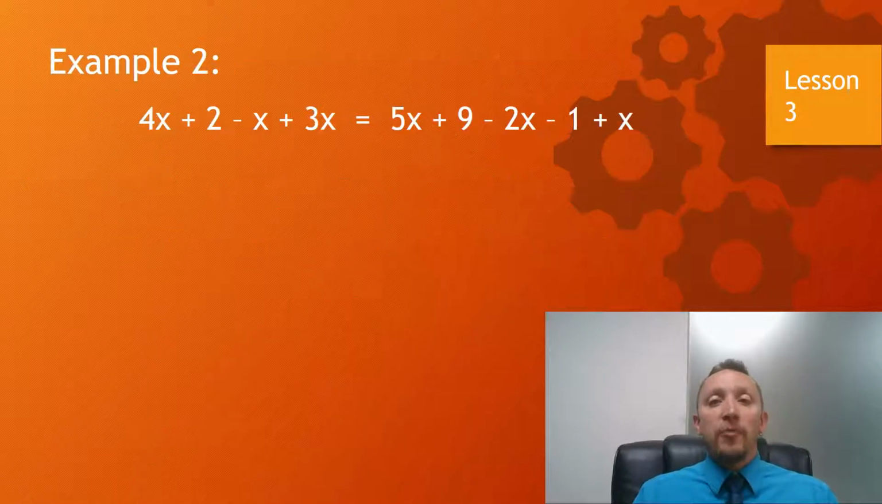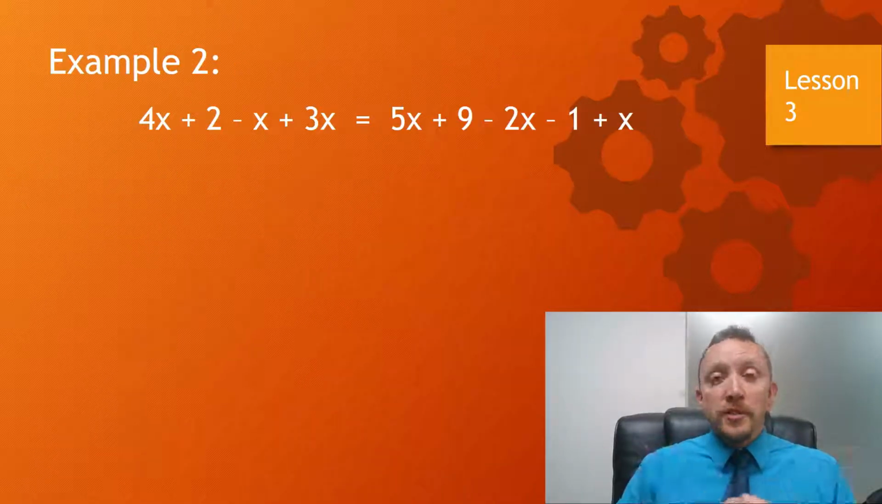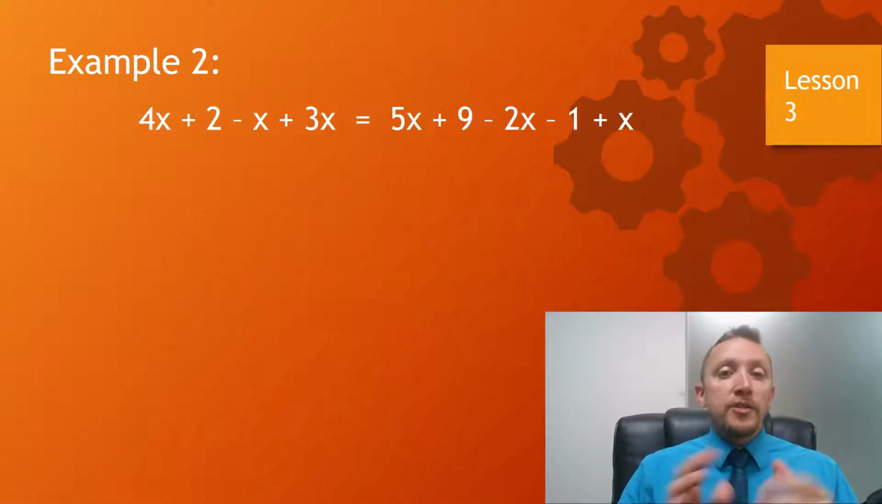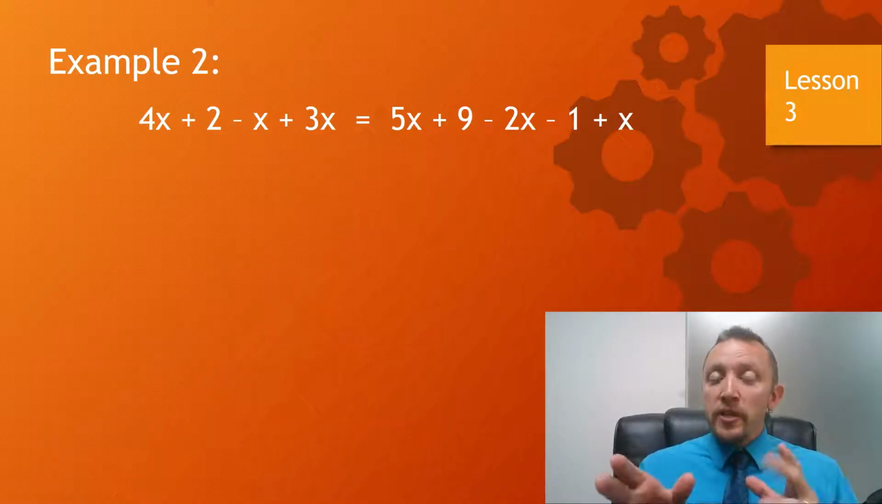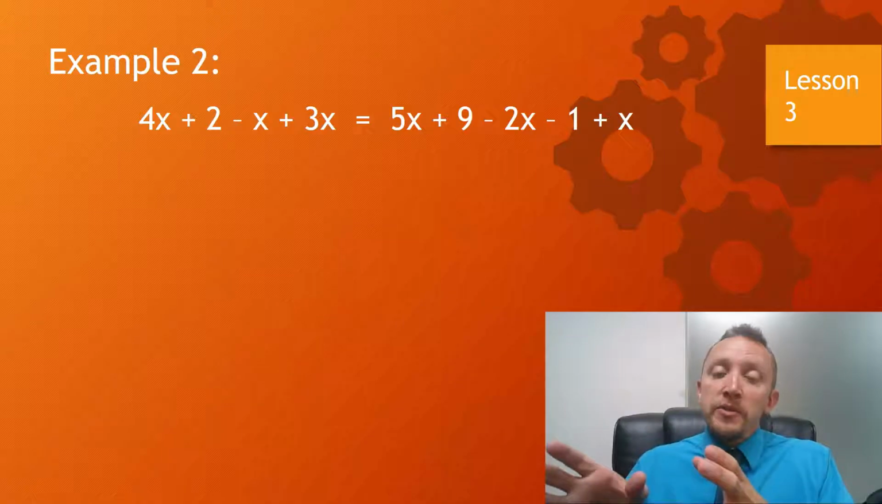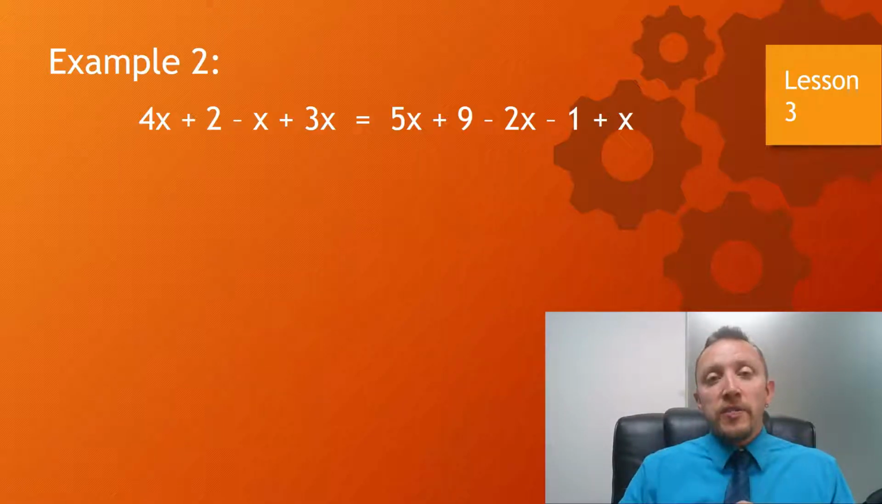All right, let's look at another problem. All right, so this one is a little bit smaller. So with this one, we're going to start just like we did the previous one. We're going to group together the variables and the numbers on the left side, group together the variables and the numbers on the right side. So let's start with the left side. We'll walk through this part together.